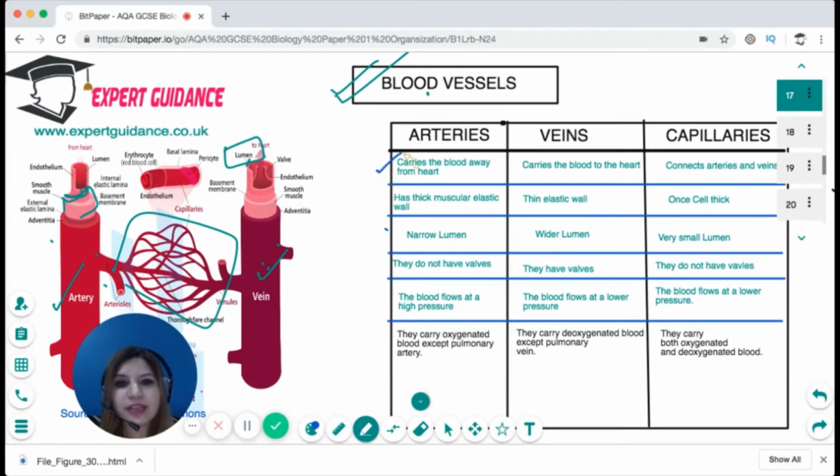Arteries carry the blood away from the heart, veins carry the blood to the heart, capillaries connect arteries and veins. In arteries blood flows at a high pressure, in veins it flows at a lower pressure, and in capillaries it flows at a lower pressure. So to withstand high pressure, the arteries have thick muscular elastic walls, veins have thin walls, and capillaries are one cell thick. Arteries have a narrow lumen, veins have a wider lumen, and capillaries have a very small lumen. As the blood flows at a very low pressure in veins, there are chances that the blood can backflow. So veins have valves to prevent the backflow of the blood. Arteries and capillaries do not have valves.